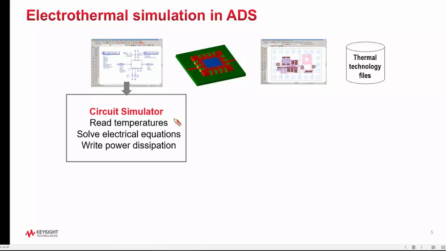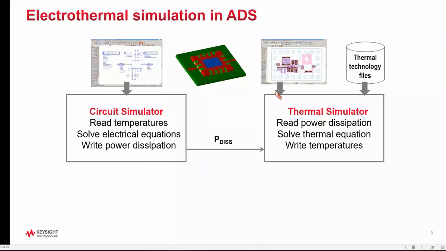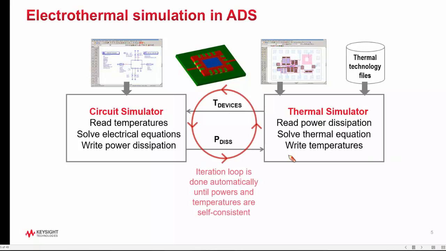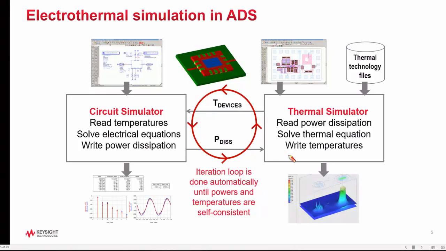And then you're going to run the circuit simulator in the schematic side. You're going to read in the temperature and write out the power dissipation. And then on the layout side, the thermal simulator will read in the power dissipation and write out the temperature, and you have this kind of iteration until your power dissipation and temperatures are all settled, not changing anymore. Okay, so this is how the thermal works.